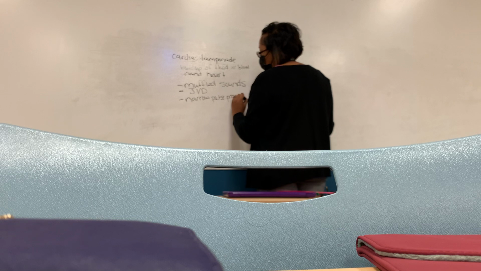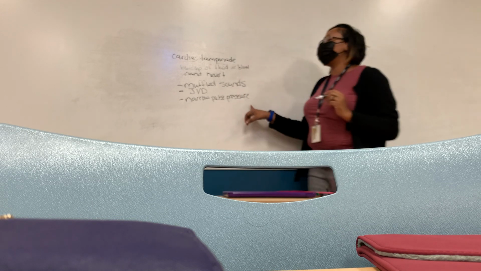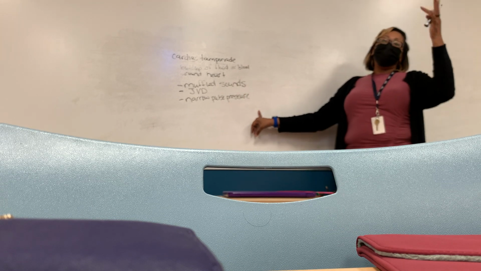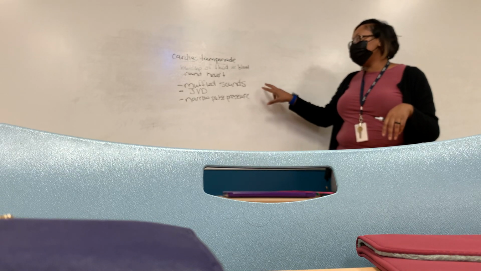Narrow pulse pressure? That's when you check their blood pressure. You get the systolic, then you get the diastolic, and you take the diastolic from the systolic, and if it's less than 10, then it's narrow. Okay.